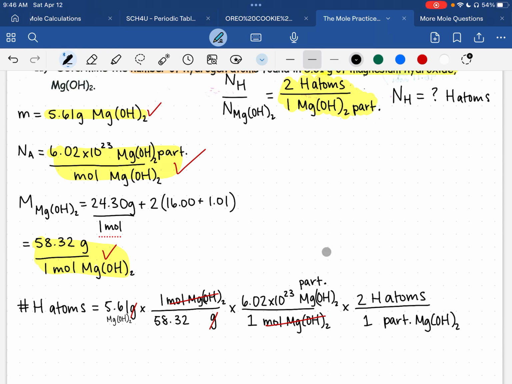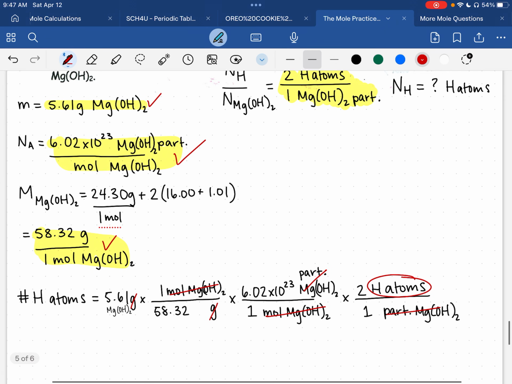So is that going to cancel? Look here. So particles magnesium hydroxide, particles magnesium hydroxide. Great. That's exactly what we want. We want it to be on the top and the bottom. And now we're left with hydrogen atoms. So is that what we're looking for? The number of hydrogen atoms? Let's look. All the way over here? Yes, that's great. That is exactly what we're looking for. So we want to be left with atoms of hydrogen in the numerator.